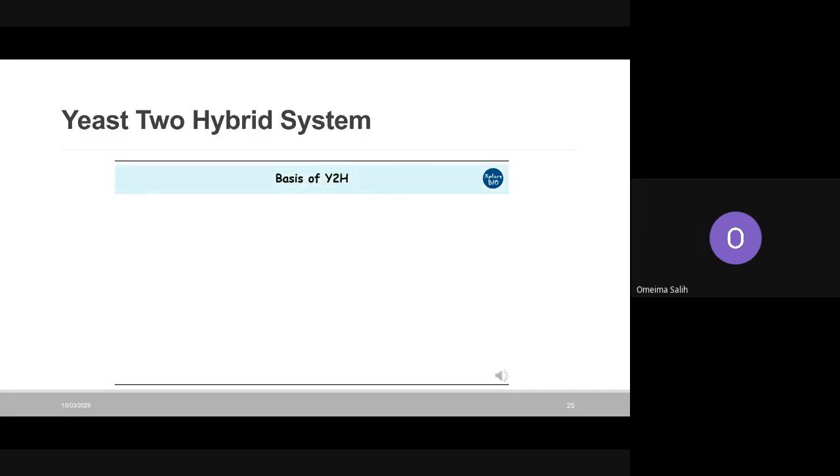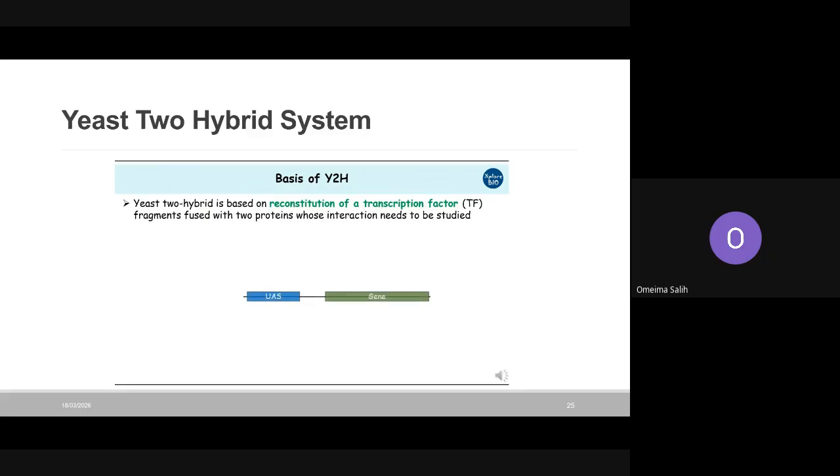This technique is based on the reconstitution of transcription factor fragments which are fused with two different proteins whose interaction needs to be studied. In this figure, a gene and its upstream activation sequence is shown. A transcription factor comprises a DNA binding domain and an activation domain. The DNA binding domain binds to the upstream activation sequence, and now the activation domain recruits the transcription activation machinery to activate the transcription of the gene to produce mRNA that later translates to protein.